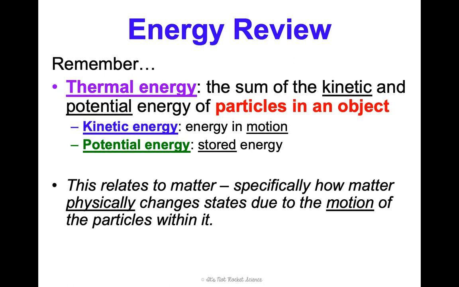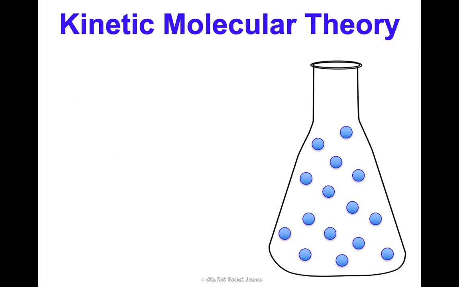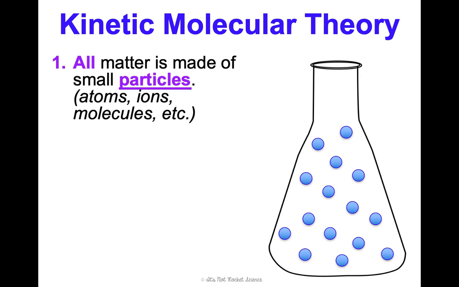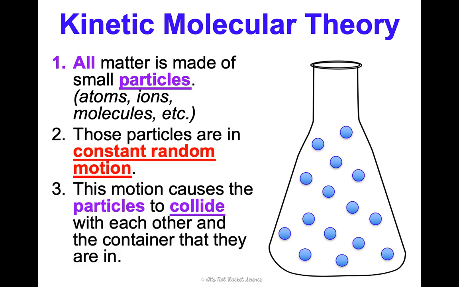This relates to matter, specifically how matter physically changes states due to the motion of the particles within it. A theory explains what we know to be true about this, and that theory is the kinetic molecular theory. All matter is made of small particles, so atoms, ions, molecules, anything that is considered super small. Those particles are in constant random motion, and this motion causes the particles to collide with each other and the container that they are in.